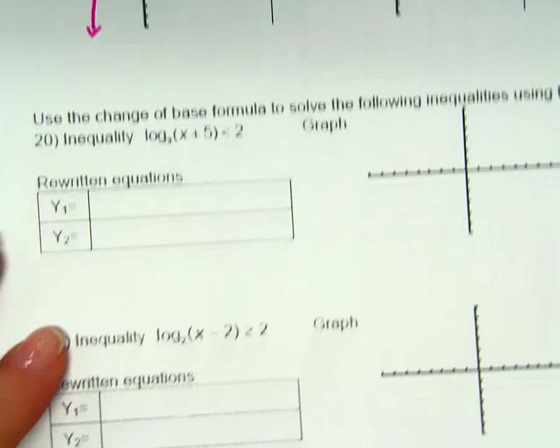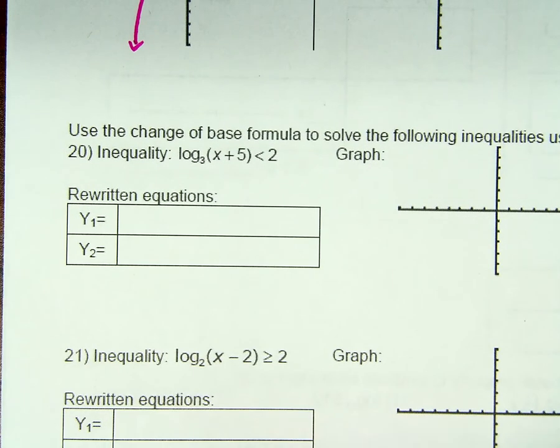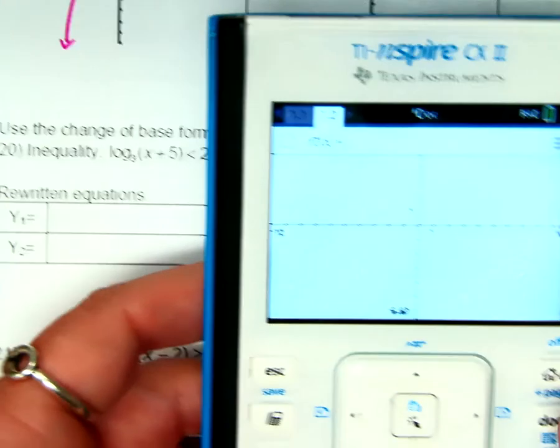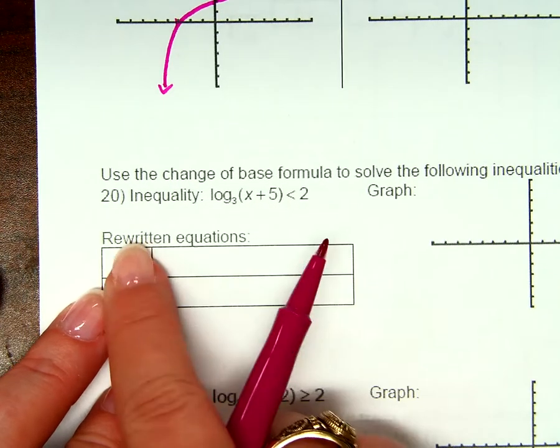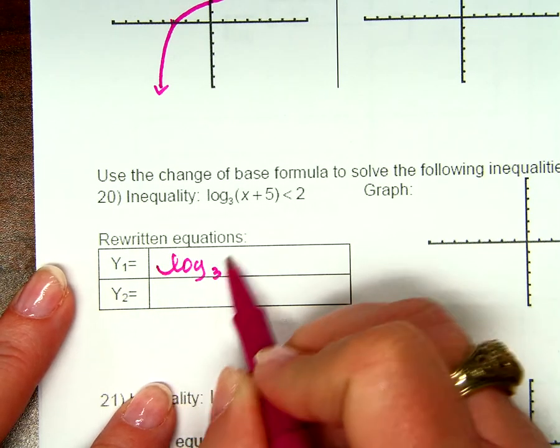Look at number 20. How's 20 different than 17? Oh, it's an inequality. Okay? Well, we're going to use our calculator to help us out with this one again. Okay? So I'm going to add a graph page. Here's what I'm going to put in. What am I going to put in for my first equation? Because it asked me to rewrite it, right? So what I'm going to put in my first equation is log base 3 of x plus 5.